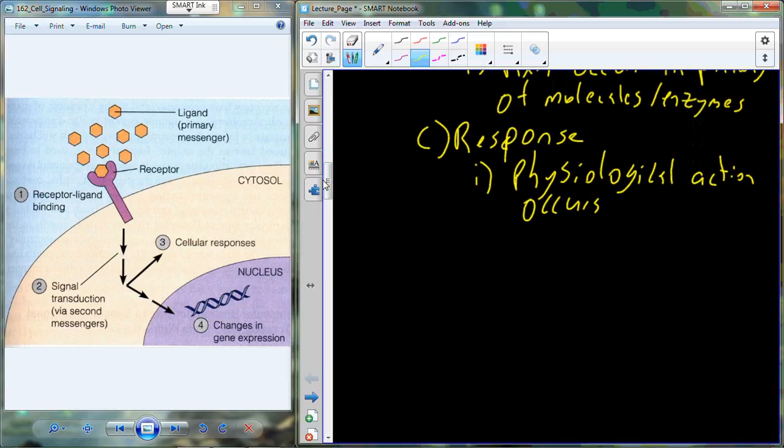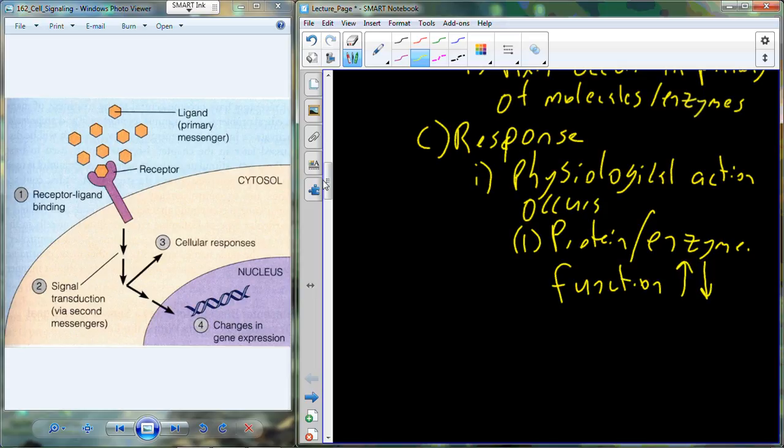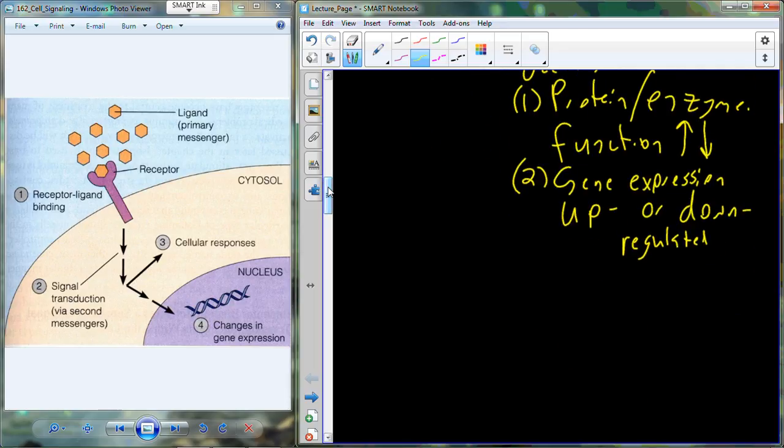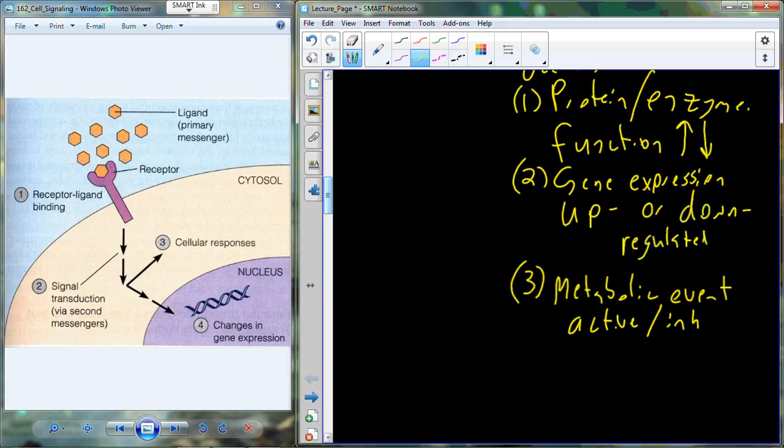And that physiological action can come in a variety of different responses. We could have a protein or an enzyme that has a functional change. So we could upregulate or downregulate the function of a protein or an enzyme. We may interact with the DNA and change gene expression. So gene expression is up or down regulated. So now we might begin to accumulate some new genetic product, or we might reduce the production of the genetic product. We might have a metabolic event that's activated or inhibited. And all of these things can lead towards change in how the cell operates.